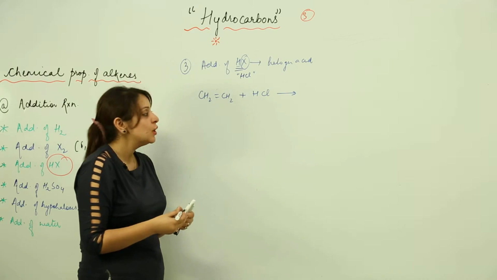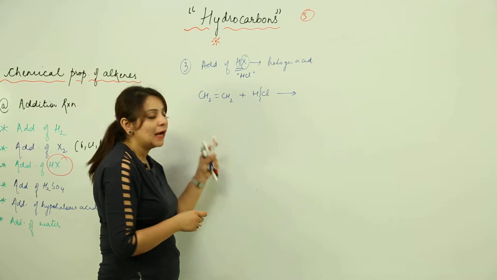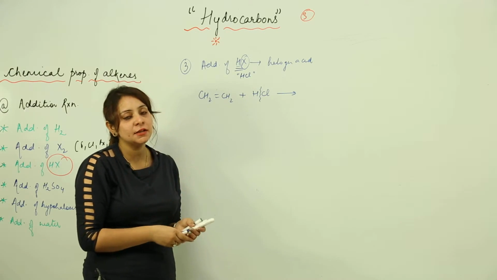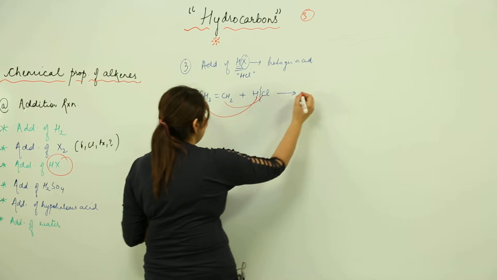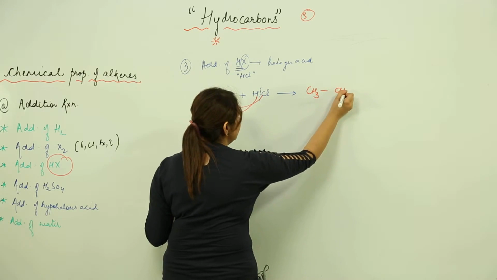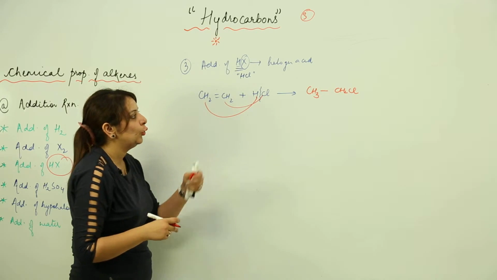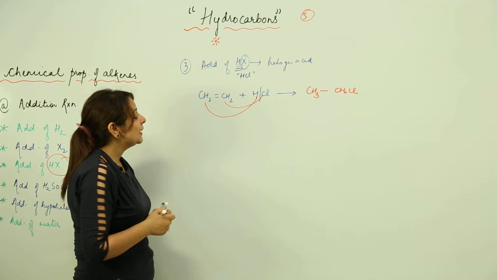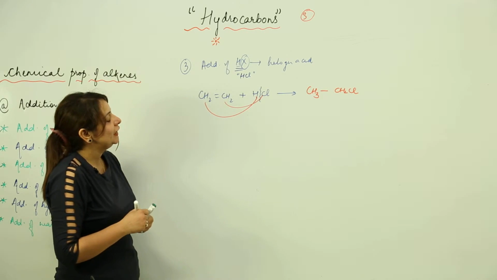Obviously, as I told you, it is going to break in this manner. So one atom is going to attach to one carbon atom, and another to the other carbon atom of the double bond. Let's say it attached this way. So it becomes CH3, the double bond becomes single, and it becomes CH2Cl. That means you get chloroethane.